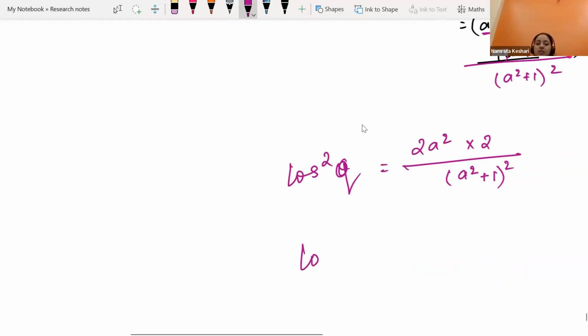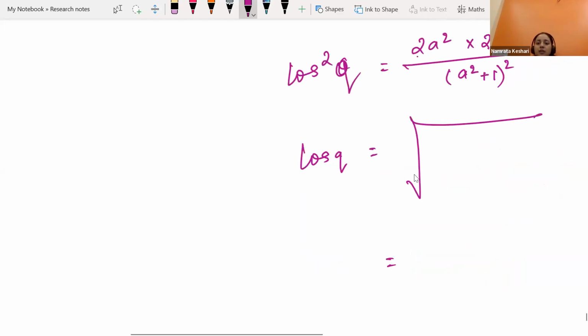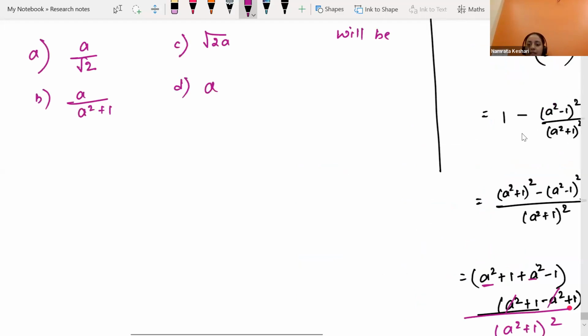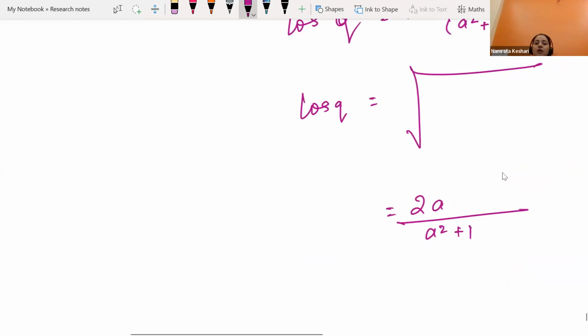Cos theta will be, see carefully, we are having 2 into 2. If we write everything inside the root, what will come out? 2 will come out, a will come out, and a square plus 1 will be there, right? Yes. Okay, so cos theta we got, sin theta we know.